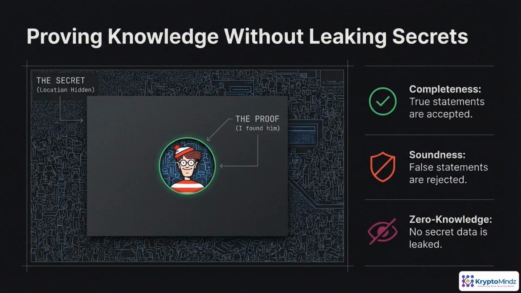Zero-knowledge proofs let you convince someone you know a secret, without revealing the secret itself. Think of proving you solved a puzzle without showing the solution. Three guarantees matter: completeness, honest proofs are accepted; soundness, lies are rejected; and zero knowledge, the verifier learns nothing beyond "this statement is true."